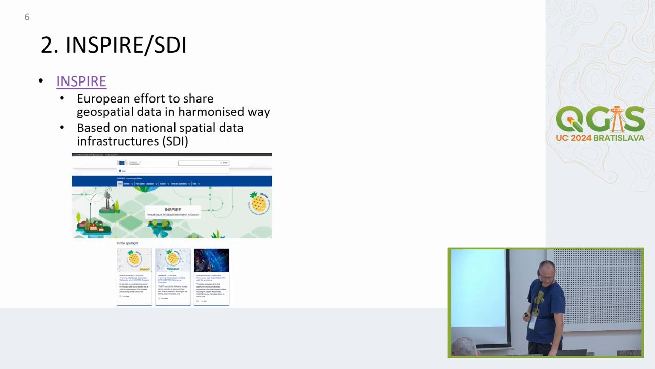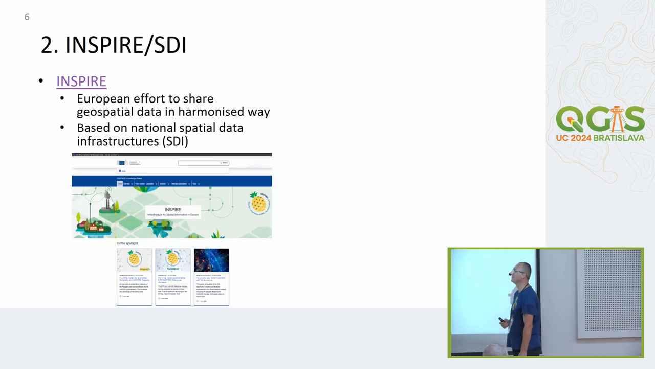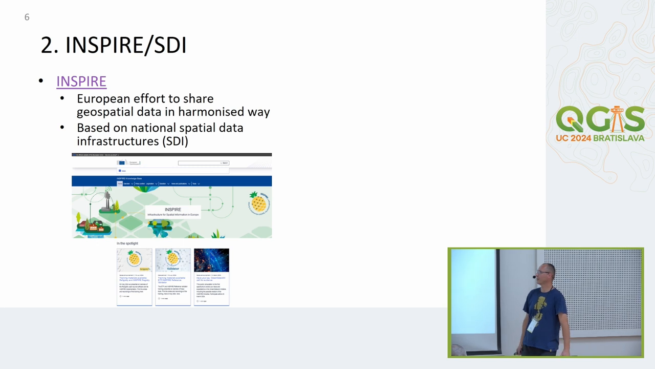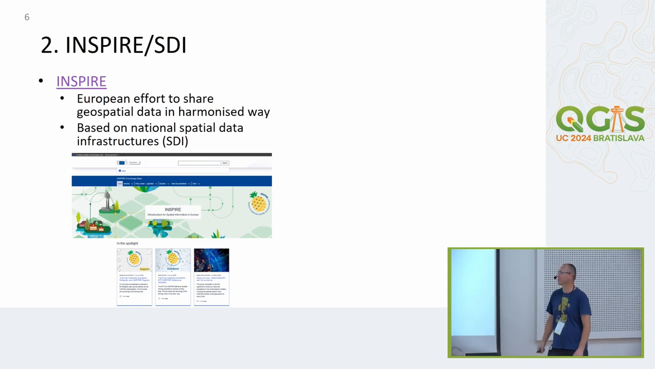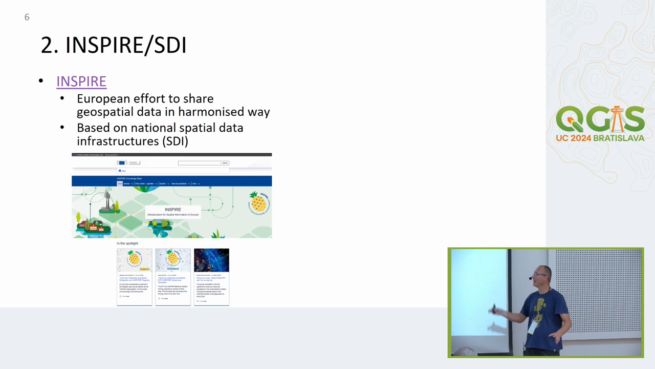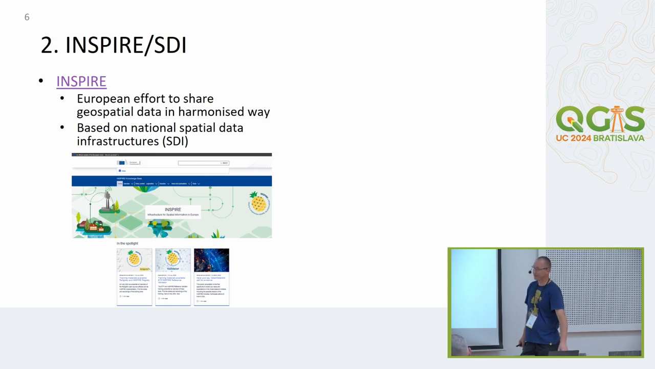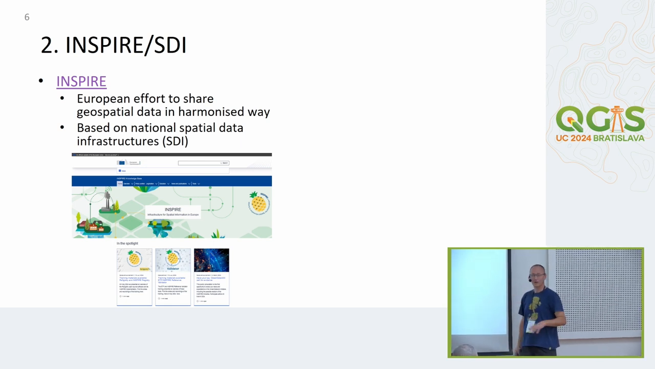So in principle, INSPIRE stands for Infrastructure for Spatial Information in Europe, and this is a legally driven initiative aiming to make sure that across Europe there will be some established legally binding standards forcing public sector authorities to share geospatial data in a harmonized way under some sort of interoperable rules. And the concept of SDI is much wider. It's spatial data infrastructure. So SDI is more used on the global level, whilst INSPIRE is used, let's say, in the European context. And it's important to mention that INSPIRE is built on the SDIs of the member states.